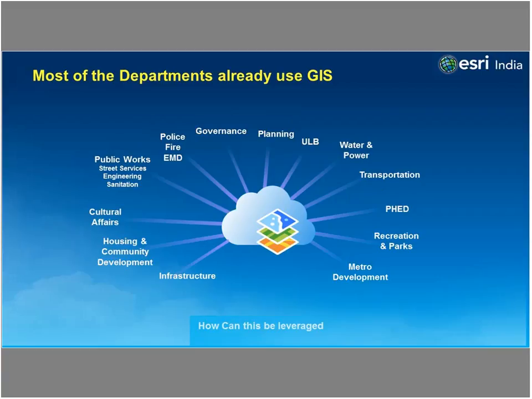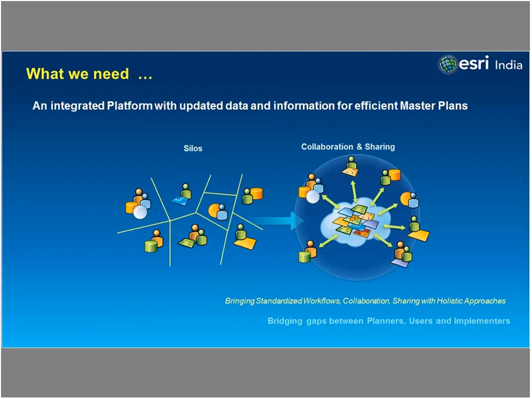Now, as we are aware, most of our departments are already using GIS in most of the cities. We talk about infrastructure, housing, PWD, governance, planning, ULBs, transportation, PHED and all. They are having GIS already in place. So what is the problem? What is the need here? As of now, all these agencies are working as silos.